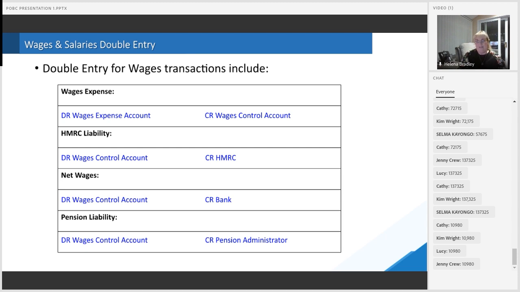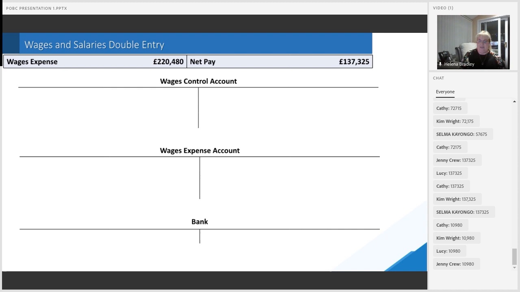Now let's take the figures that we've previously calculated plus the double entry, and conclude the session by doing some T accounts. So my wages expense is £220,480. We all agreed that a minute ago. I'm going to debit the wages expense account and credit the control account with that figure.